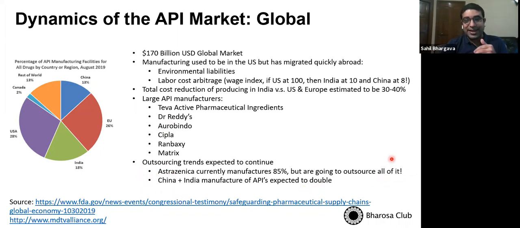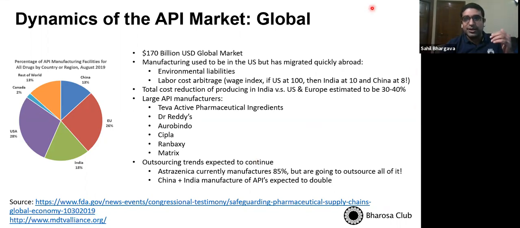So if you take a look at AstraZeneca, it's one of the largest MNC pharma companies. It's currently manufacturing 85% of its pills in-house, but they're planning to outsource all of it over time. So the trend is towards more outsourcing, not less. And a lot of people expect China and India's manufacturing of APIs to double. So this sounds like a really great setup at a global level.